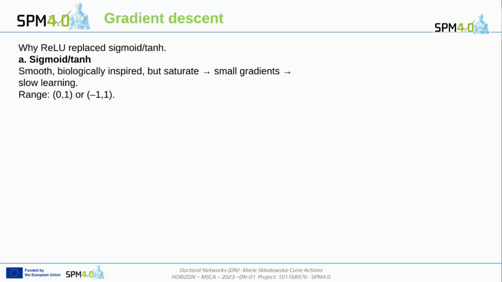Okay, now we get to the real stuff. Previously, I don't know how many years ago, sigmoid or hyperbolic tangent were originally used as activation functions. These are nice nonlinear functions which are smooth, and they were biologically inspired originally, but the problem is that they saturate, the gradients get too small, and this slows down the learning process.